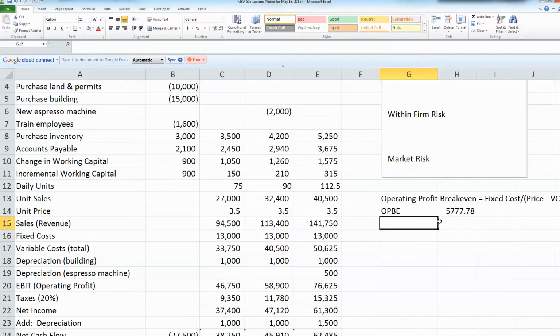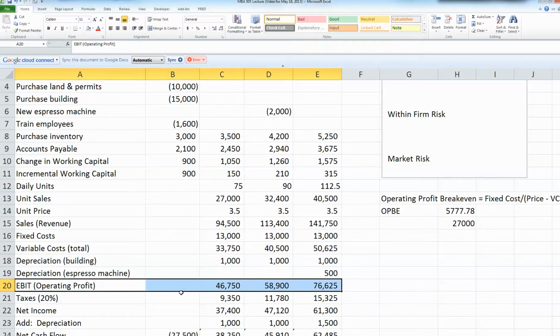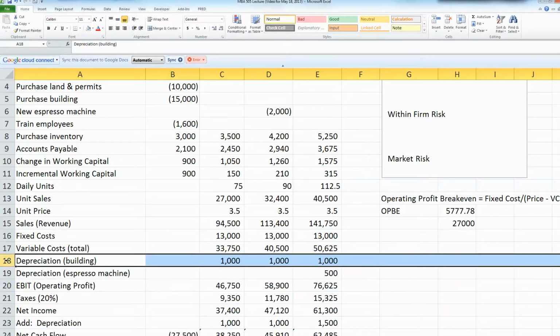Let's take a quick look at this. Since we expect to sell 75 units a day, and we think we'll be open 360 days of the year, the company expects to sell 27,000 units that first year, which is far above the operating profit break-even. And if I come down here and look at EBIT, which I labeled operating profit, but technically that's not exactly accurate. I should have not subtracted depreciation. I should have a row right here that I call operating profit, and I actually think I'll fix that.